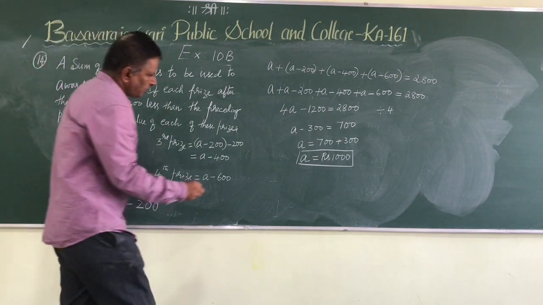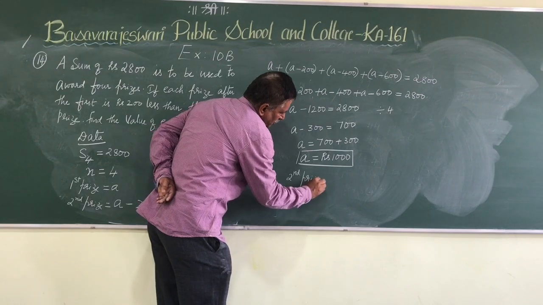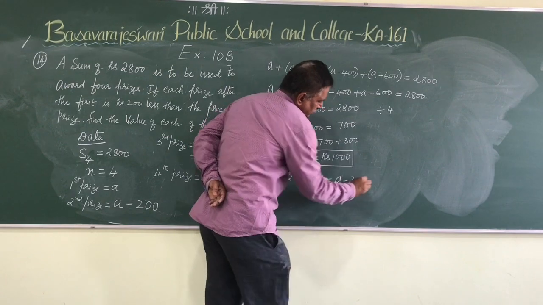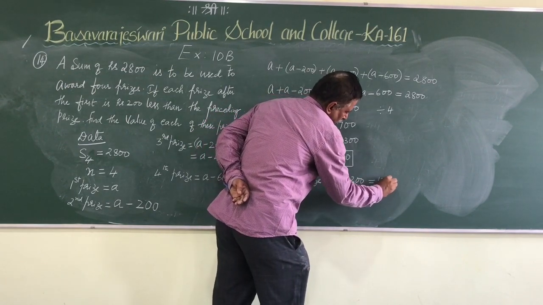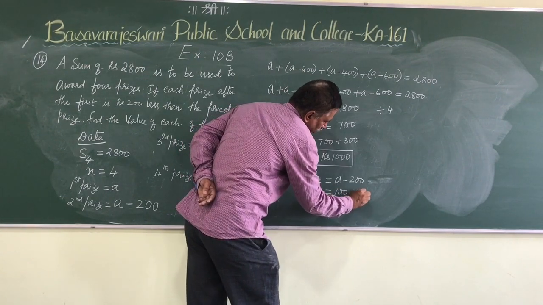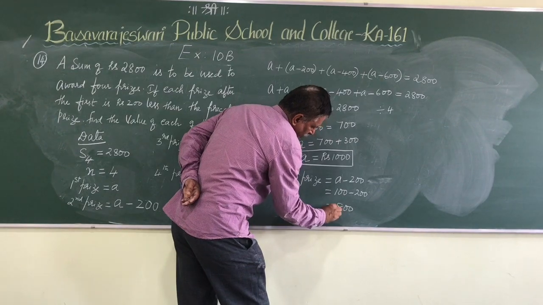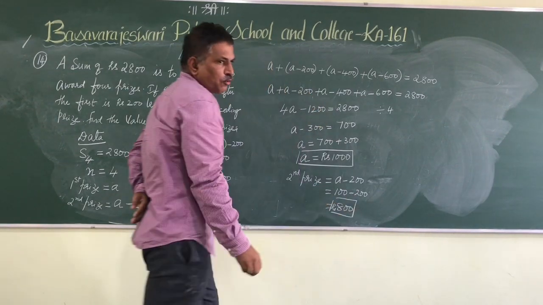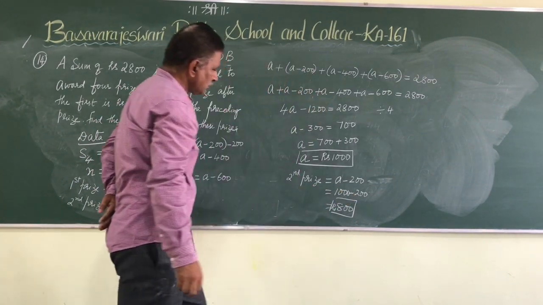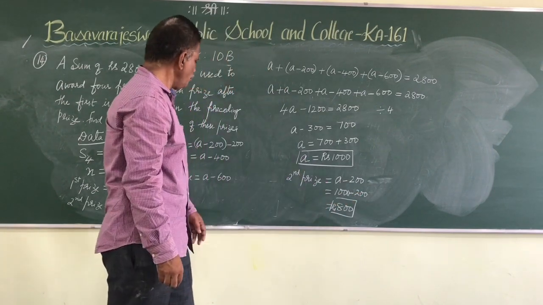Second prize is what? A minus 200. That is 1000 minus 200. So the second prize will be how much? Rupees 800. So the second prize is A minus 200, that is 1000 minus 200, which gives you 800.